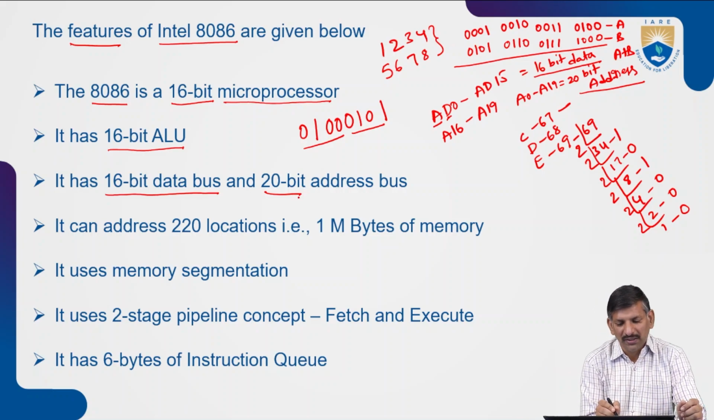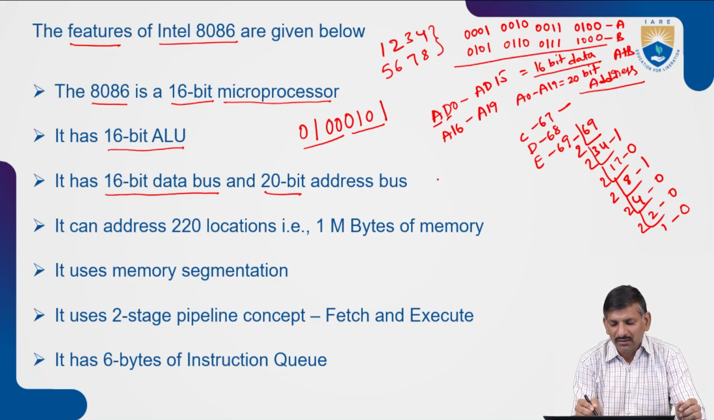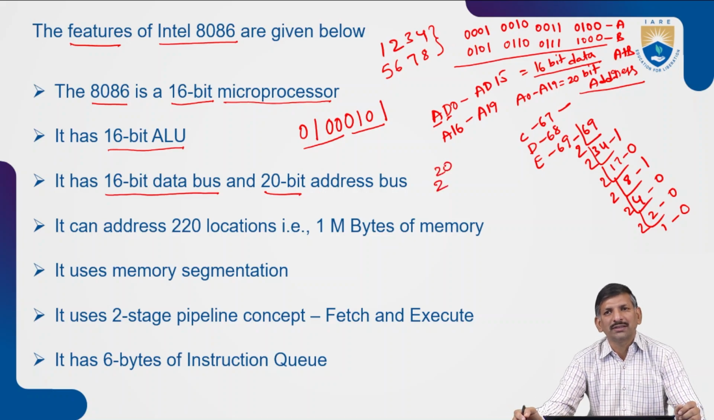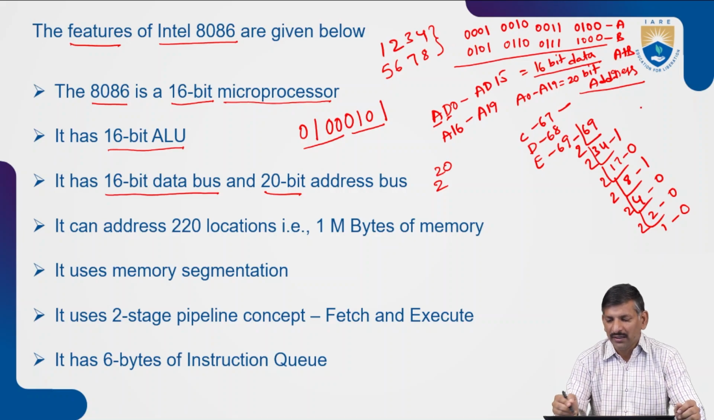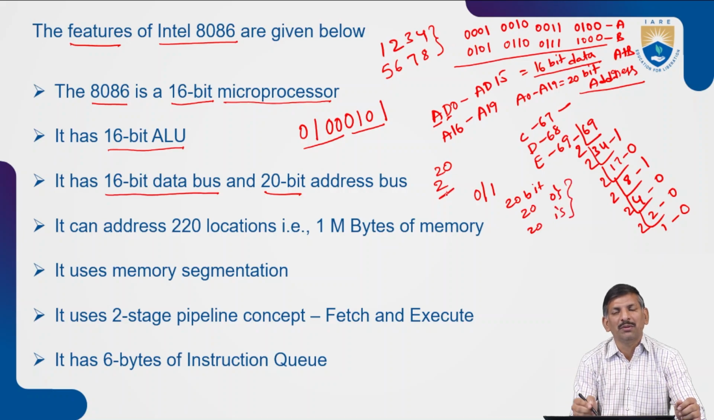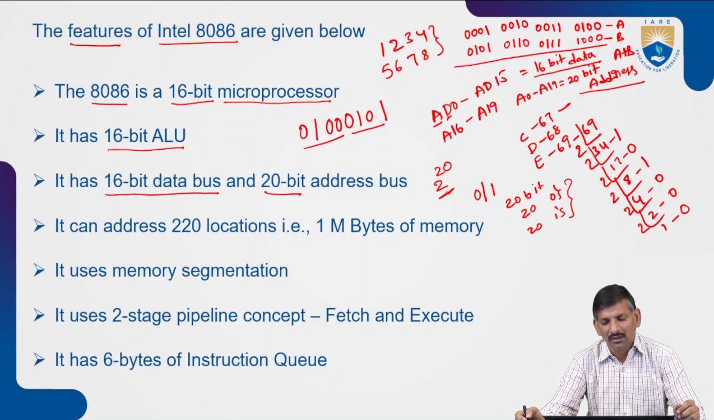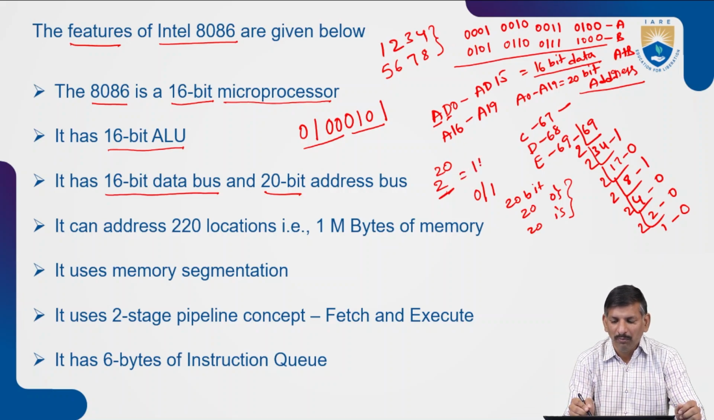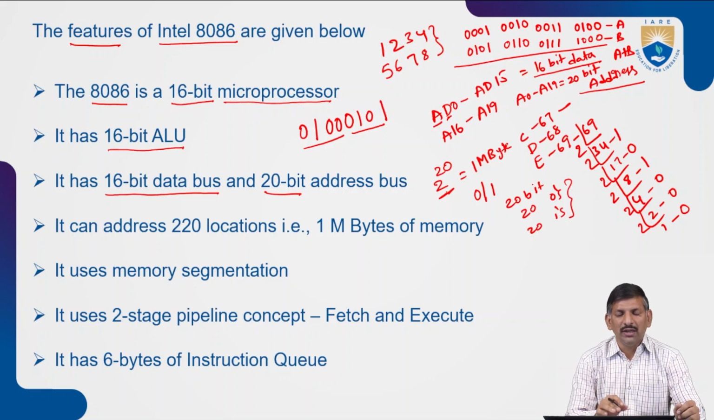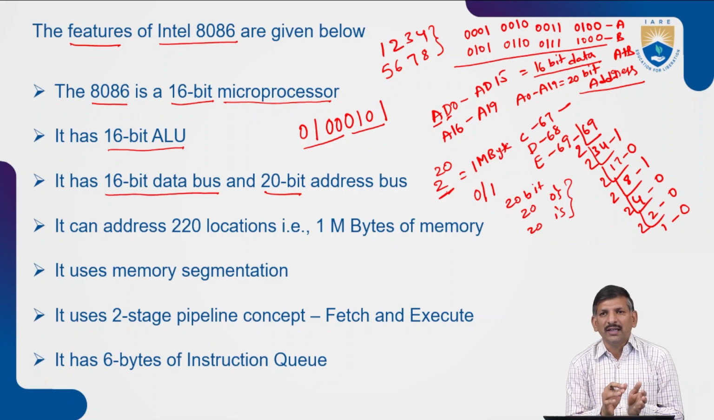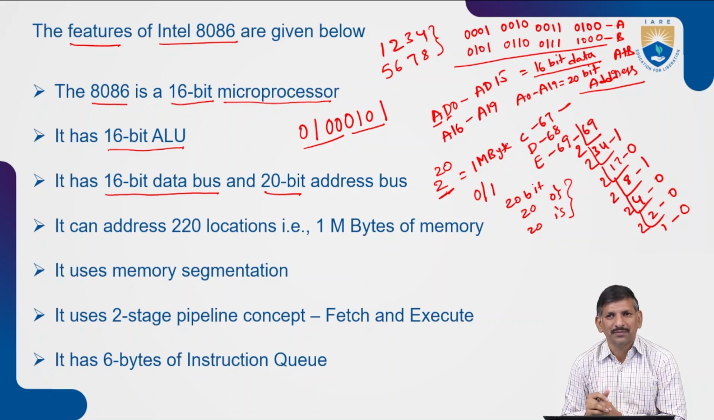Since it accesses a 20-bit address bus, it can generate 2 power 20 memory locations. Bit means either 0 or 1. 20 bits means the minimum value is 20 zeros, and the maximum value is 20 ones. So the total range is 2 power 20 memory addresses we can generate. 2 power 20 means 1 megabyte of memory. This 8086 microprocessor can interface with 1 megabyte of memory, up to a maximum memory capacity of 1 megabyte.